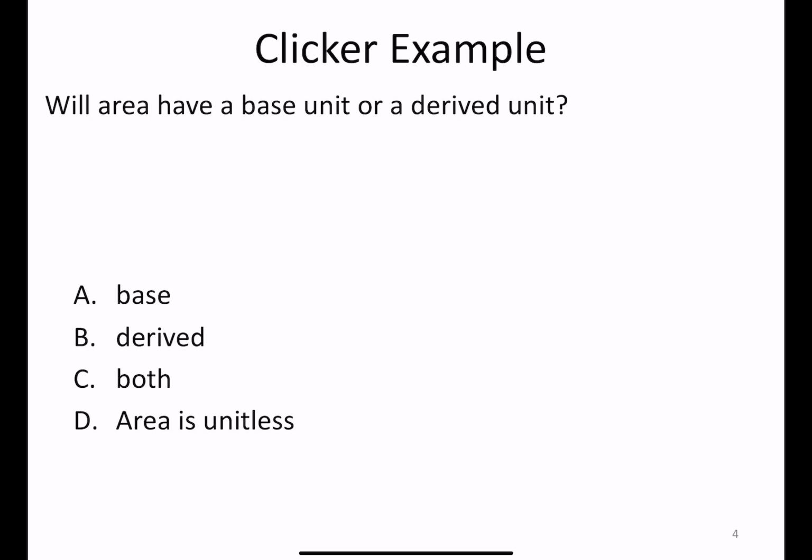All right, so the question here is, will area have a base unit or a derived unit? Please pause the video and see if you can figure it out. The correct answer is that area will have a derived unit. Why is that? What is area? Area is the product of 2 lengths, right? If you're finding the area of a rectangle, for instance, you would do length times width, and so it would be meters multiplied by meters. So meters square would be the unit of area in the SI system. And so it's a combination of 2 basic units. I mean, they're the same here, it's meters and meters, and that's why it's a derived unit.